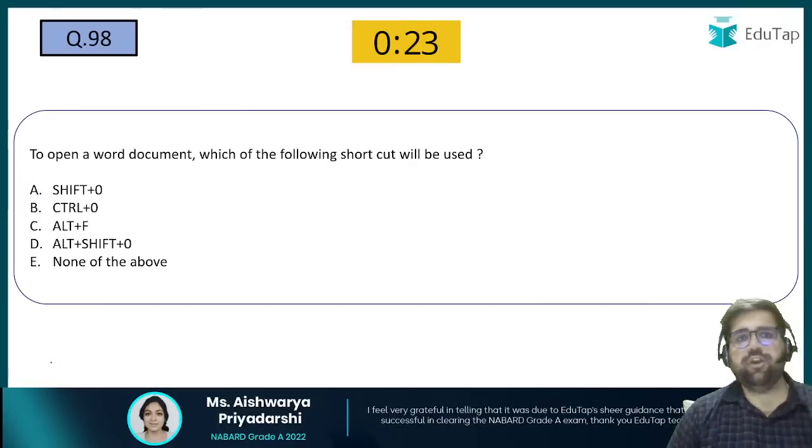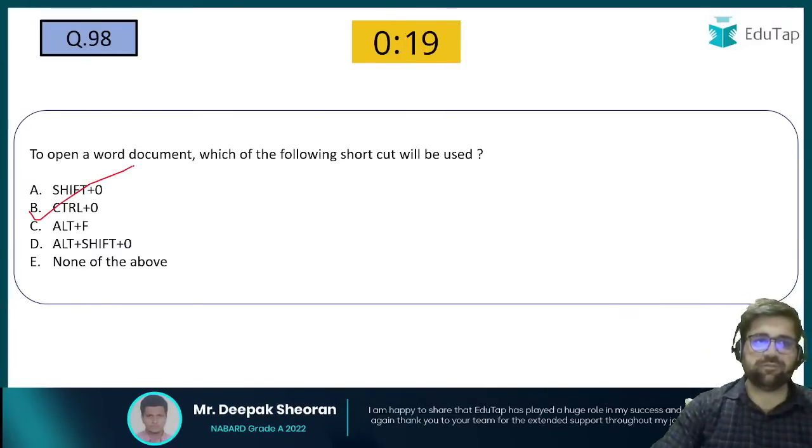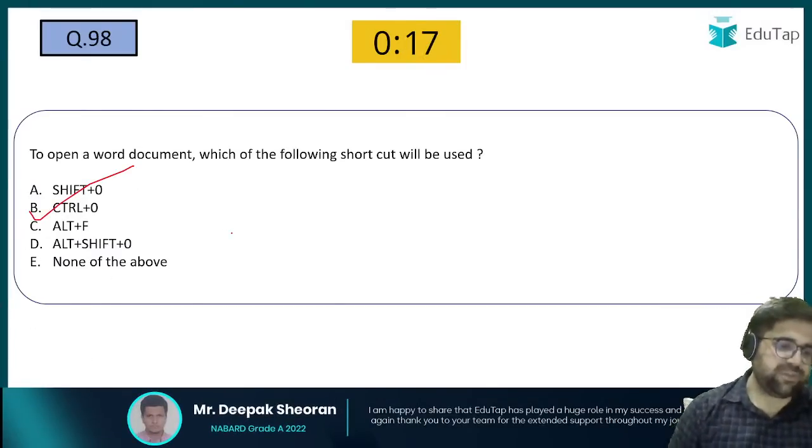To open a Word document, which of the following: Control plus O. Isme itna sochne ko kya tha? The right answer will be option B. Okay.